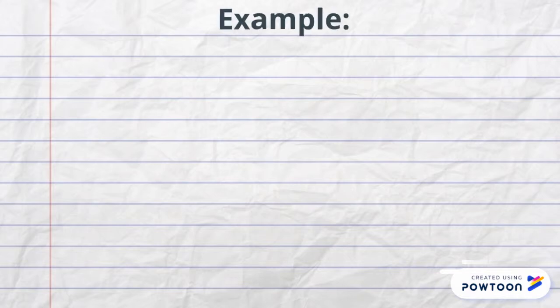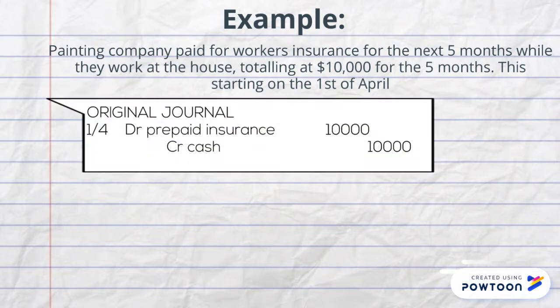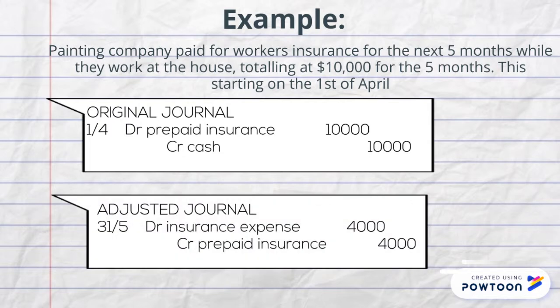Think of the painting company and if they were to insure their workers for $10,000 over 5 months. The original journal entry would look like this, and for the accounting period ending on the 31st of May, like this.